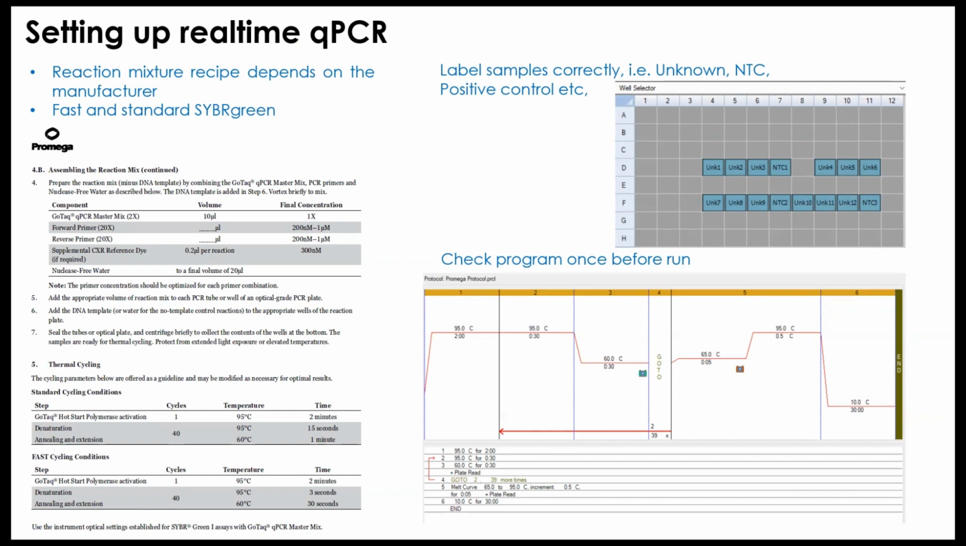For example, we use Promega in the lab, and I have shared it here. You can see that the qPCR master mix, or the SYBR Green master mix, is given as 2x. So you have to convert it to 10 microliter. If the final volume of the reaction is 20 microliter, you have to take 10 microliter of the SYBR Green. You have to take forward and reverse primer in the range of 200 nanomolar to 1 micromolar. Basically, we take a 10 micromolar concentration, and from there 1 microliter.